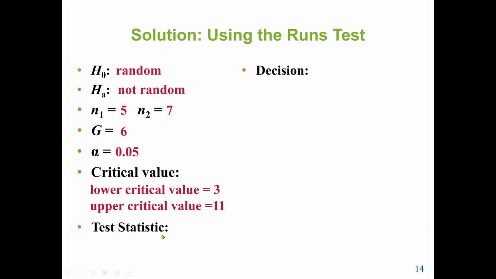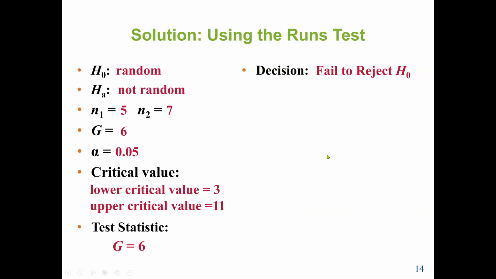Now we need to find the test statistic. Remember, we will reject H0 when the test statistic is less than 3 or greater than 11. First, we know G is 6. The reason we use G equal to 6 as the test statistic, not the formula, is that the sizes of N1 and N2 are less than or equal to 20. So G is 6, and we can see that 6 falls inside 3 and 11. This means we are going to fail to reject H0.